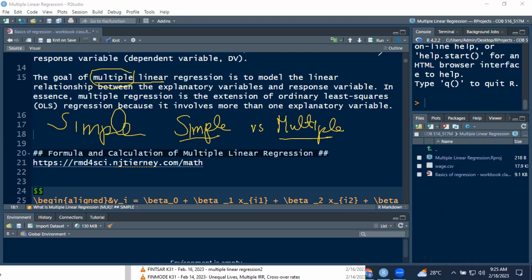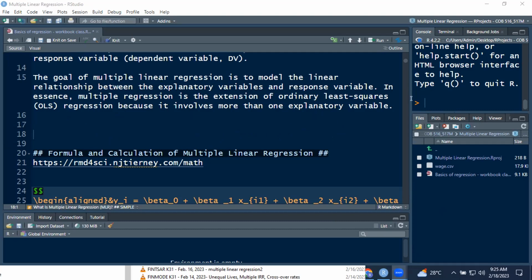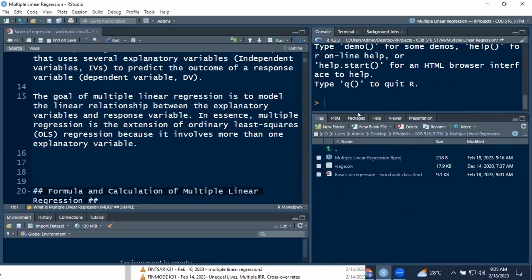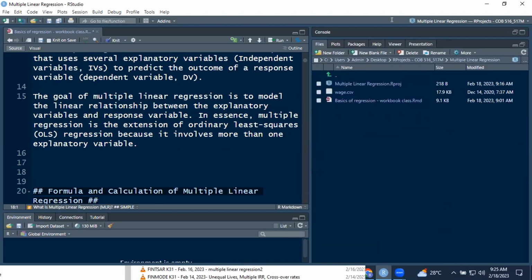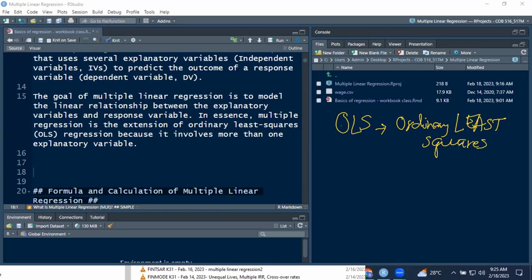Now, the method that's used in this model is OLS. This stands for ordinary least squares. Let me just briefly explain what this is so that we at least have an inkling of what this OLS is all about.